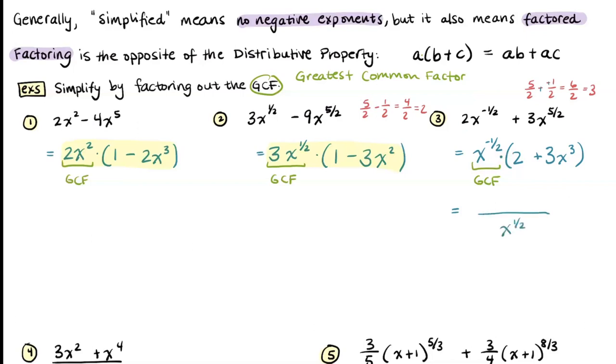It'll become x to the positive 1/2. And the rest of the expression here is going to stay up in the numerator. So 2 plus 3x cubed will now instead be divided by x to the positive 1/2. And there we go. It's fully simplified. Again, if you want to rewrite that x to the 1/2 as a square root, that is totally fine. But I don't know, this way is enough.